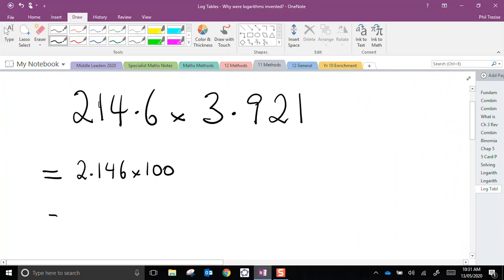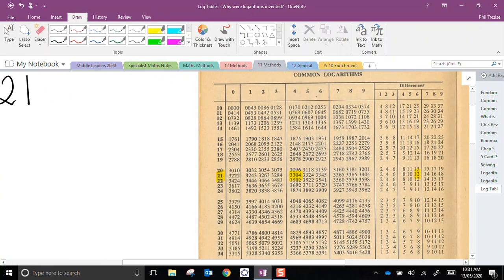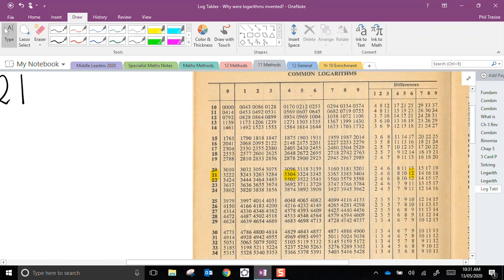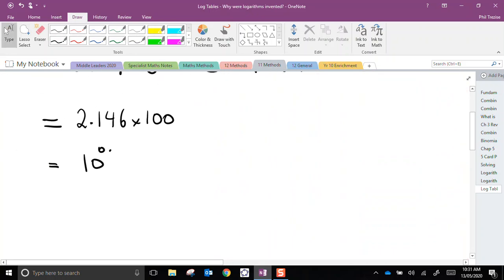Now what is a logarithm? A common logarithm is a power on 10. Did I say that was 3316? It was, wasn't it? Yes. So by the time I have 2.14 and the extra 6, it's 3316. So it's 10 to the power of 0.3316. And of course, 100 is 10 squared.